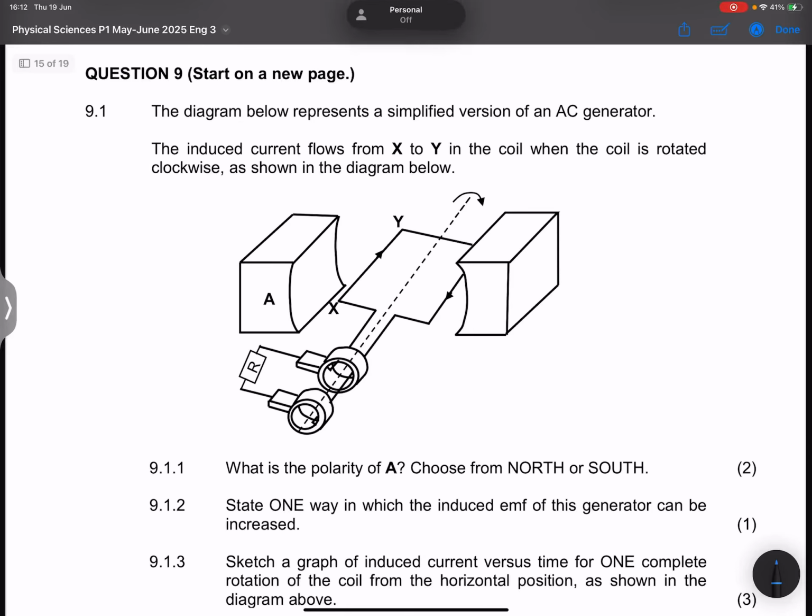Good day, everybody. And once again, we're back together. Well, this time we're going to be looking at electrodynamics from the May-June 2025 exam.